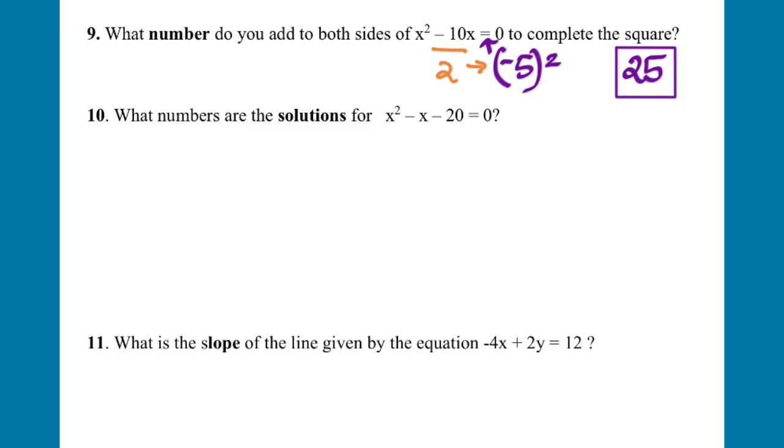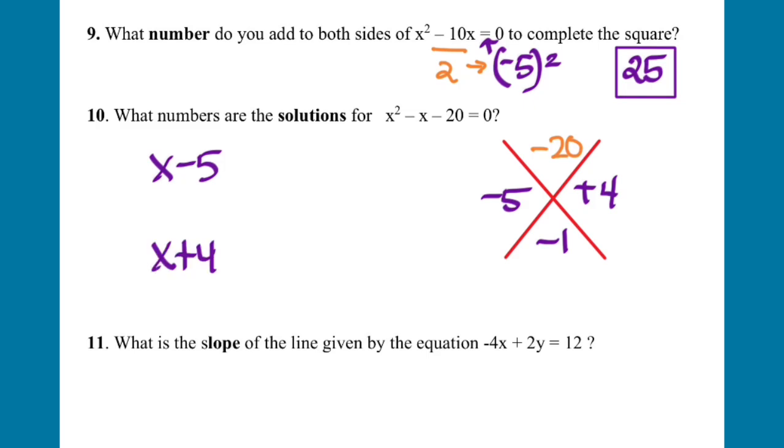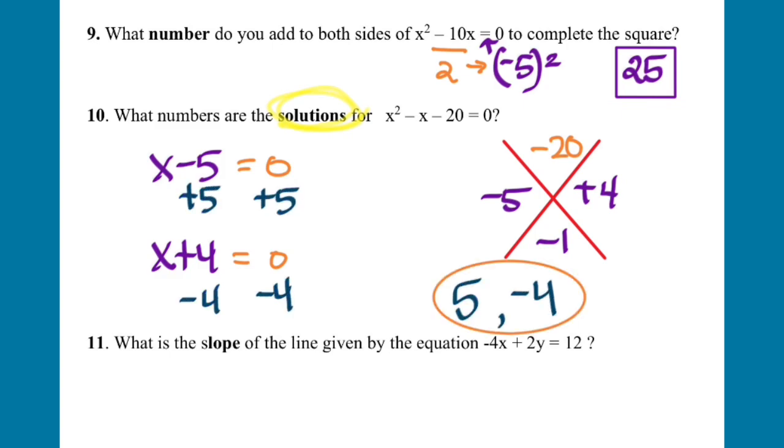On number 10, it asks us what numbers are solutions. So first we're going to X box. Two numbers that multiply to be negative 20 and add to be negative 1 are going to be negative 5 and positive 4. But this one asks us for solutions, which means we have to solve when they equal 0. So we'd obviously add 5 and we'd take away the 4.